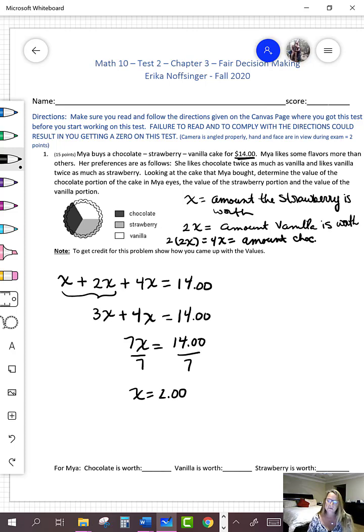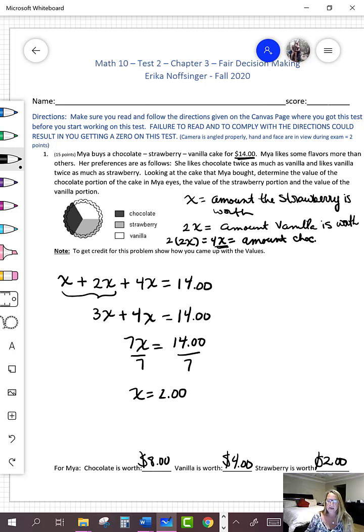So X was the value of the strawberry portion. So the strawberry portion in Maya's eyes is worth $2. Vanilla is twice that amount. So 2 times 2, this is $4. And then chocolate is worth twice the amount of vanilla. So 2 times 4, which is $8. Or we could have just said 4 times X, 4 times the amount of strawberry, which is 4 times 2, which is $8.